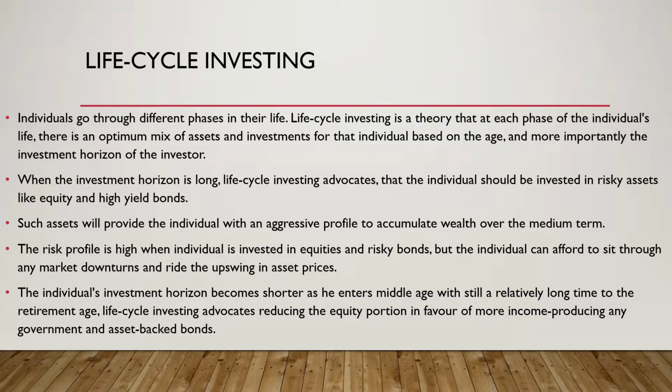Such assets will provide the individual with an aggressive profile to accumulate wealth over the medium term. The risk profile is high when the individual is invested in equities and risky bonds, but the individual can afford to sit through any market downturns and ride the upswing in asset prices. The individual's investment horizon becomes shorter as he enters middle age, with still a relatively long time to the retirement age. Life cycle investing advocates reducing the equity portion in favor of more income producing assets like government and asset backed bonds.